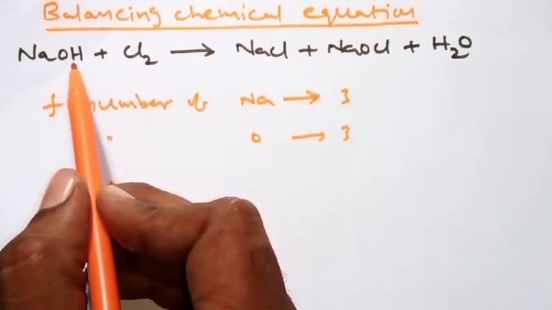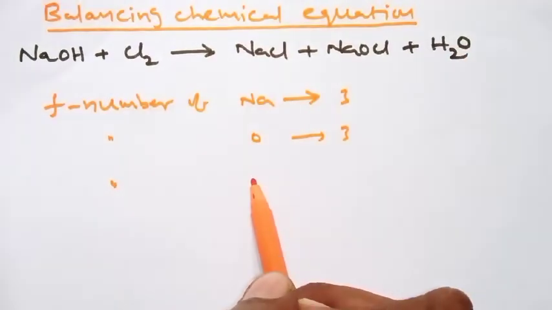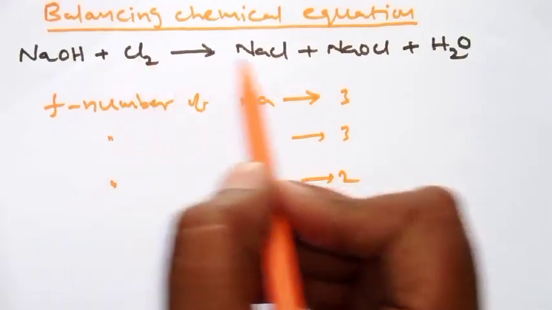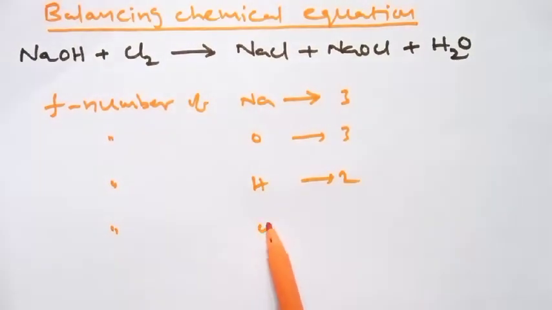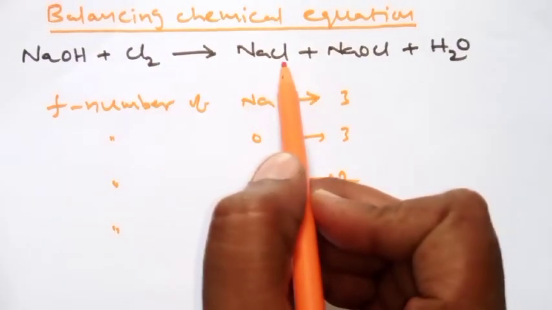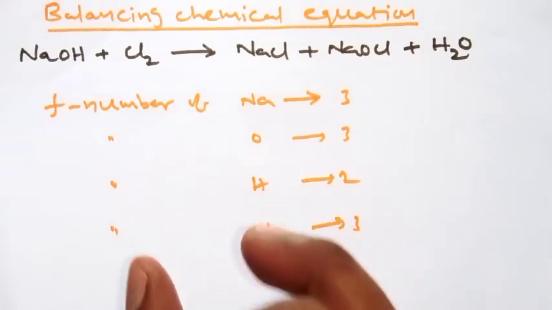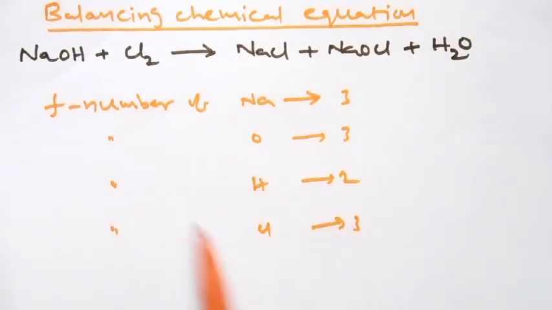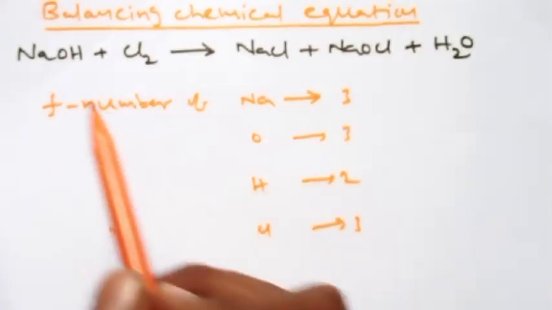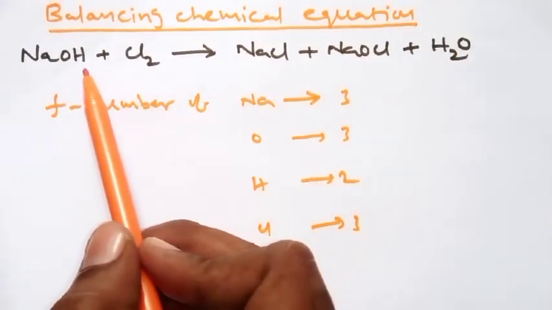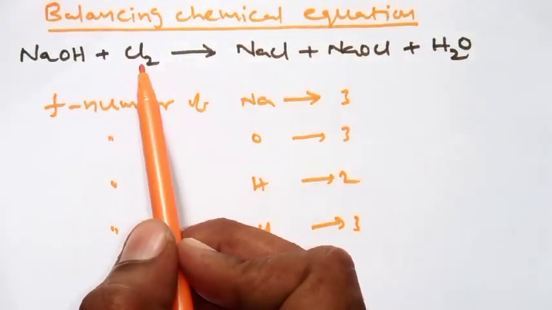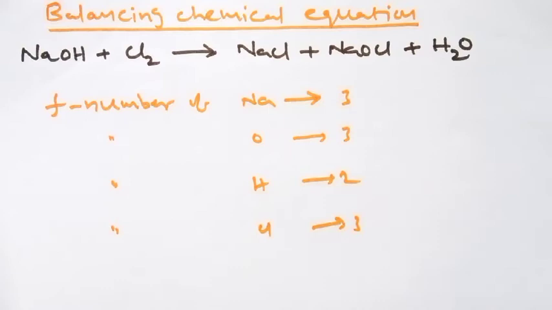Next, hydrogen. How many places is hydrogen present? 1 and 2. So the frequency number of hydrogen is 2. After that, chlorine, 1, 2, 3. So the frequency number of chlorine equals 3. Don't count Cl2 as 2 and then 3 and 4. Don't count like that. Just count how many places the atom is present, that's all. Is it clear? So sodium is present in 3 places, hence its frequency number is 3; oxygen present in 3 places, hydrogen present in 2 places, chlorine present in 3 places. Is it clear? This is the first rule.